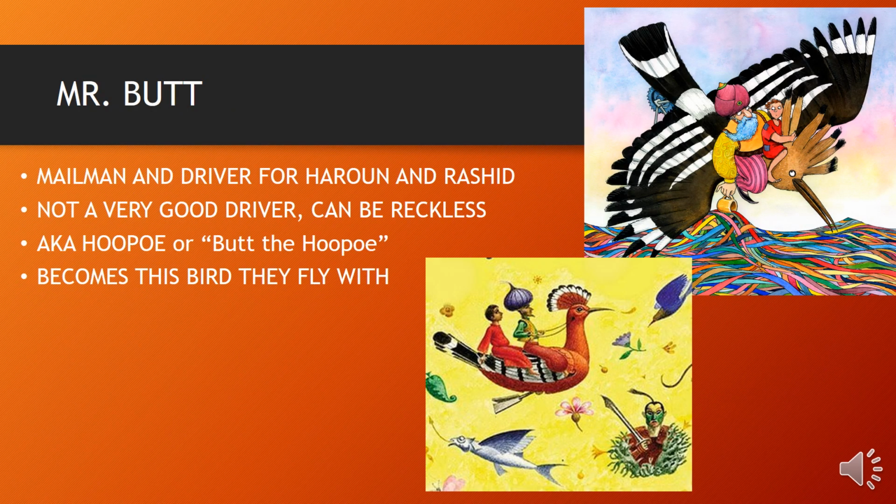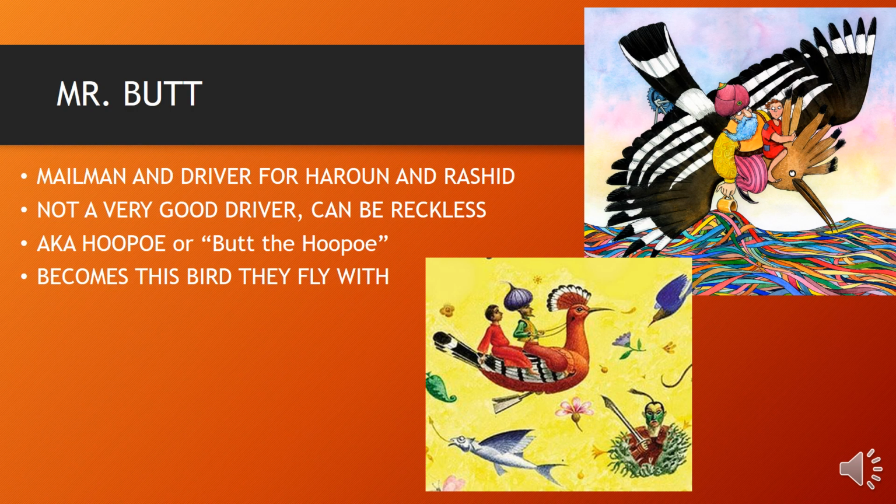We have another character that comes up who has a strange name. His name is Mr. Butt. And Mr. Butt is a mailman and a bus driver for Haroun and Rashid. He's not a very good driver and can be kind of reckless and doesn't always take them where they want to go. He has other nicknames. Another nickname he has is Hoopoe, or sometimes Butt the Hoopoe.